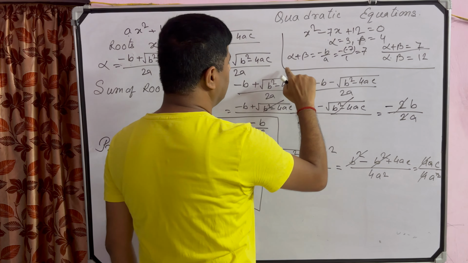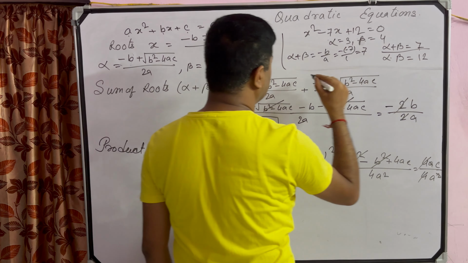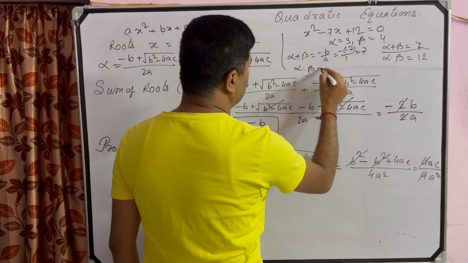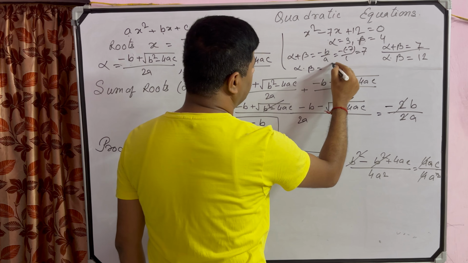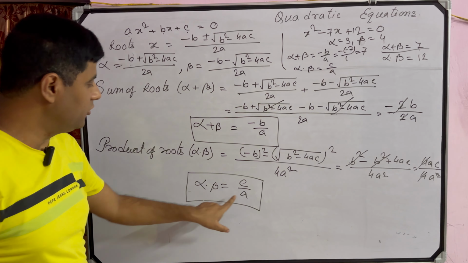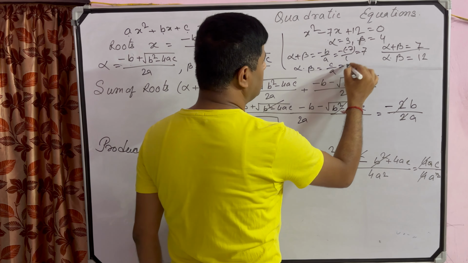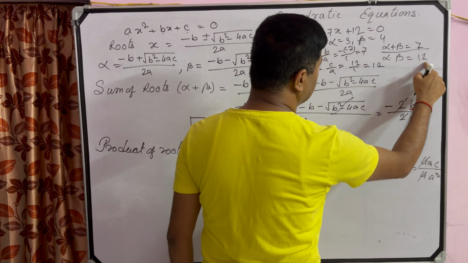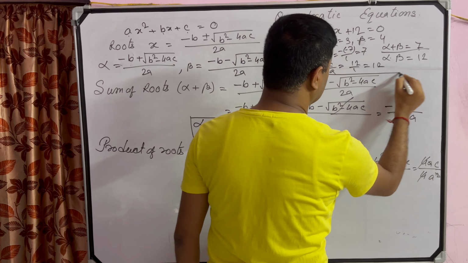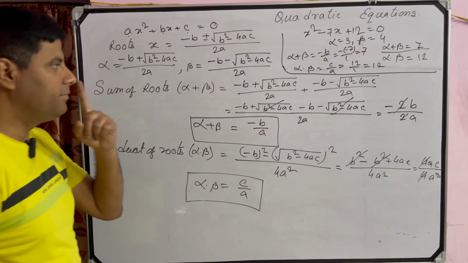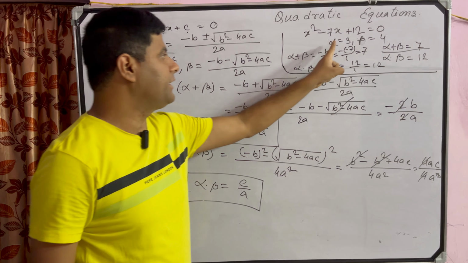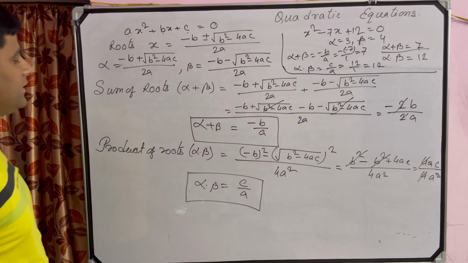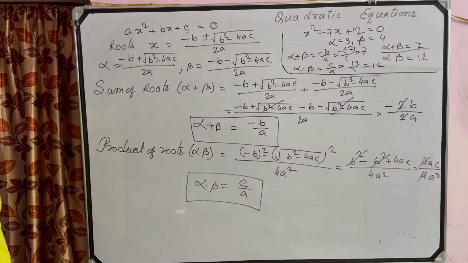Similarly, you can take alpha into beta. So it will be c by a. Look at this, alpha into beta is c by a. c is how much here? 12, and a is how much? 1. So it is 12. Check it out. Alpha into beta is 12. This is also matching with my answer. This means my answers are correct. In this way, you can check whether your answer is correct or not.